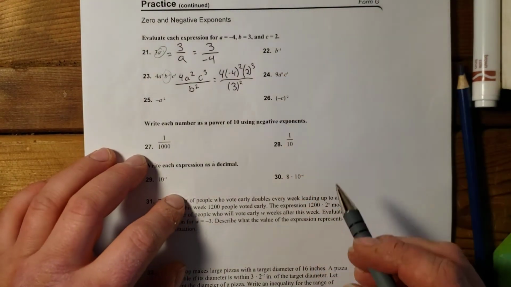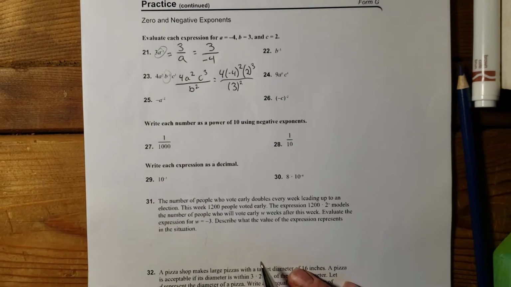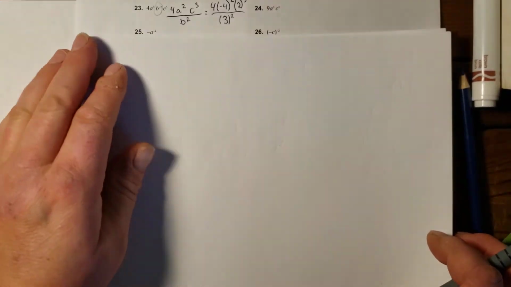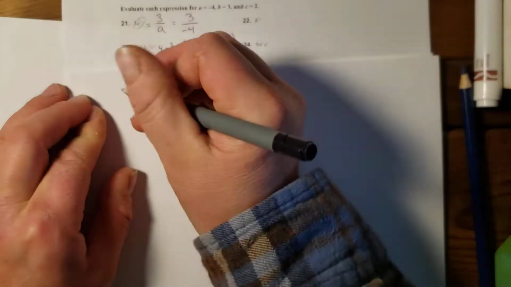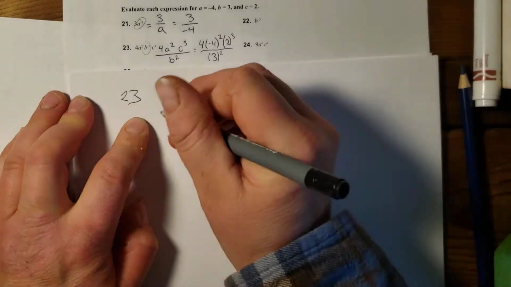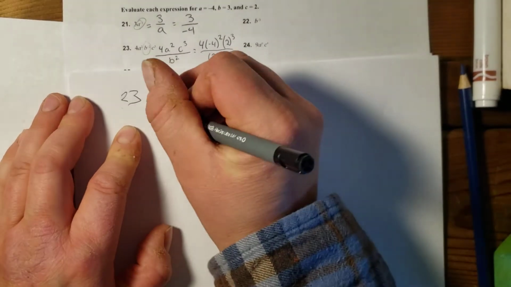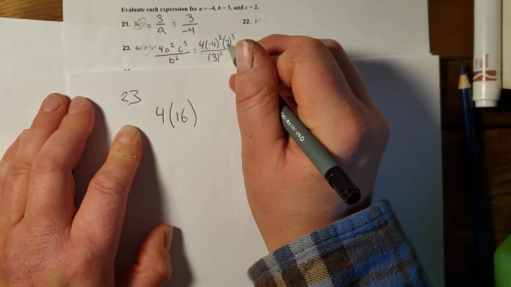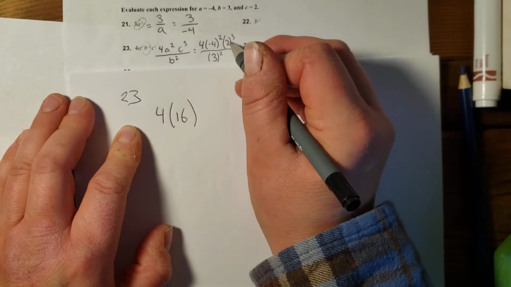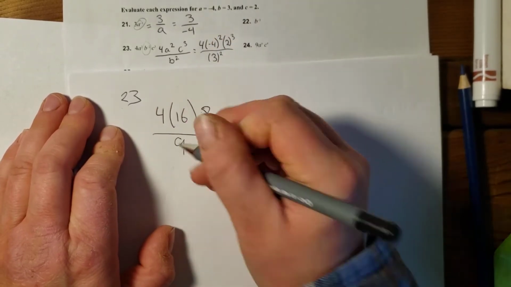And since I'm not doing the even ones, I'm just going to use a separate sheet of paper so that you can keep track of what I'm doing. So this is 23. So we have 4 squared is 16. A negative times a negative is a positive. So we're going to have 4 times 16, 2 to the third is 8, so that's times 8, and 3 squared is all over 9.